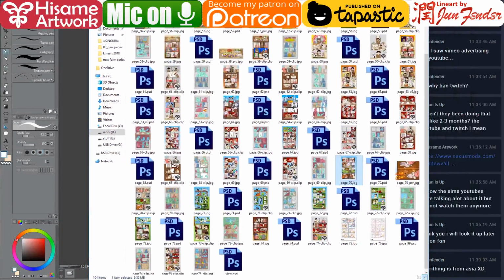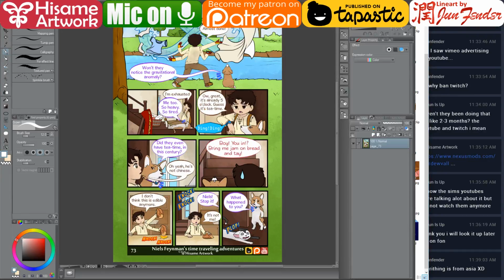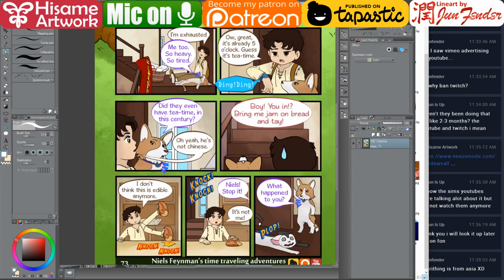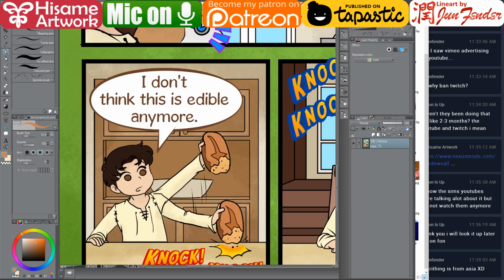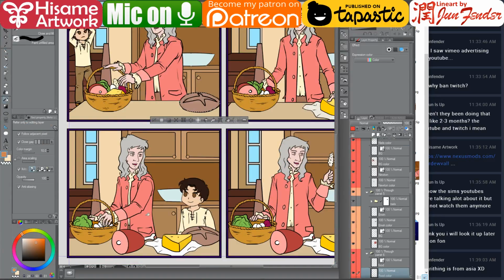Let's see, where do I have a bread? I think it was, yep, this page. So I found another one that's edible. And it's a lot smaller, so it's easier to eat as well.